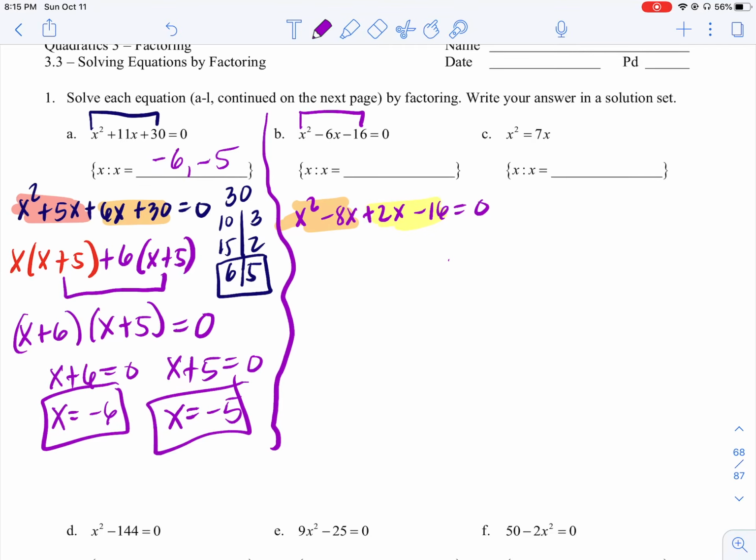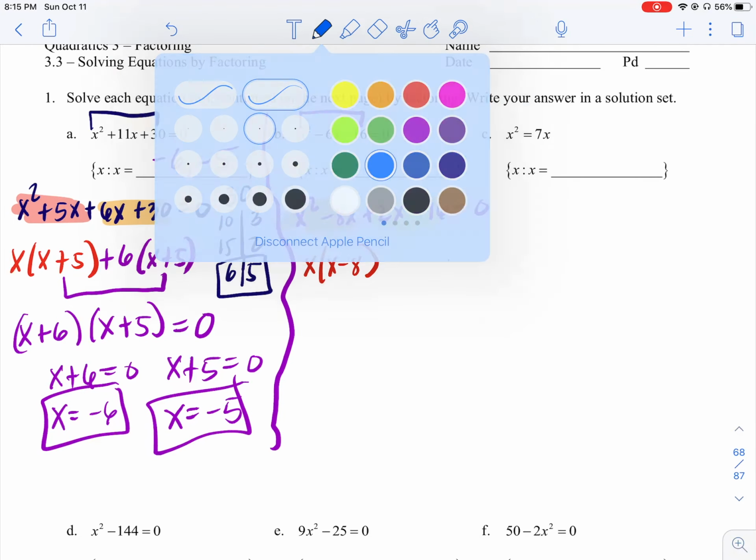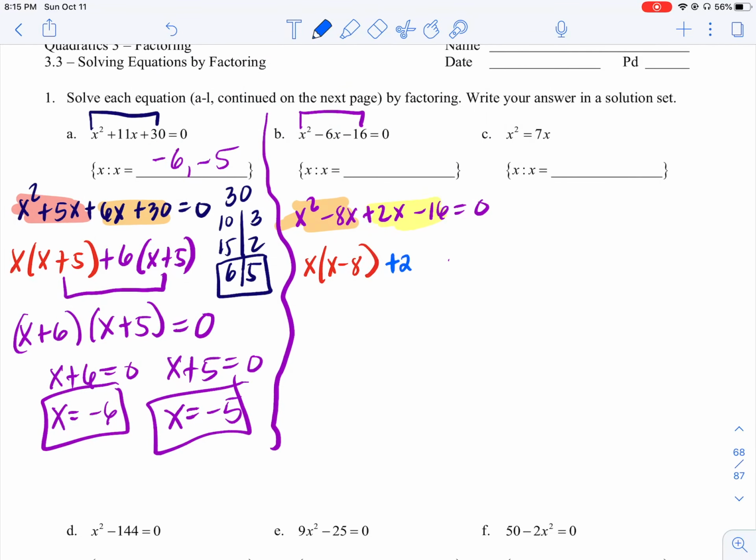Okay, so what's common between x squared and negative 8x? I have x minus 8. Let's check. x times x is x squared. Very good. x times negative 8 is negative 8x. Very good. Moving on to the next part. Let's change the color into blue. Plus 2, x minus 8. Let's see this. That's a 2x. That's a 2x. That is negative 16.